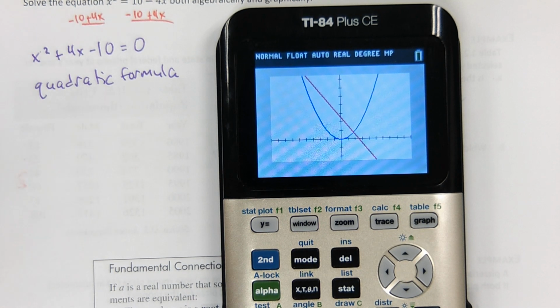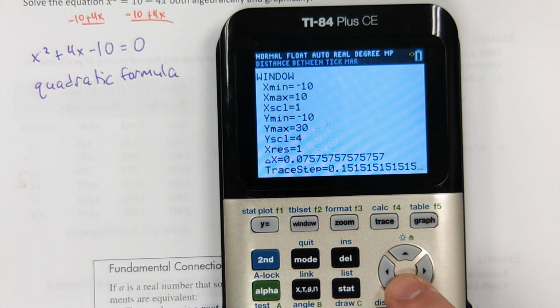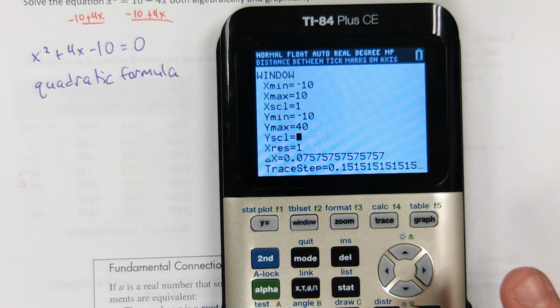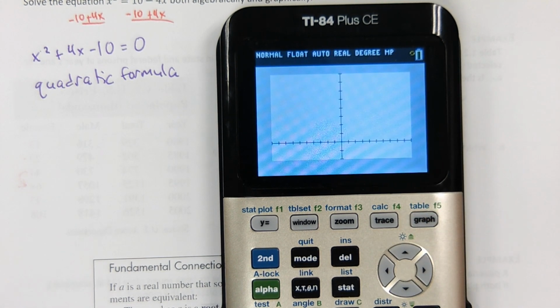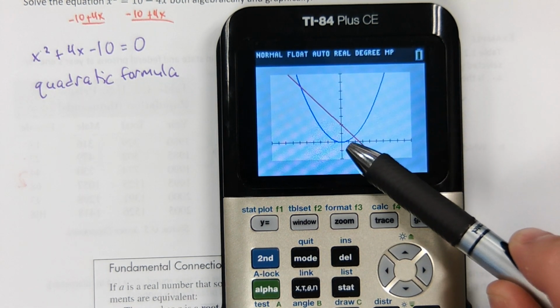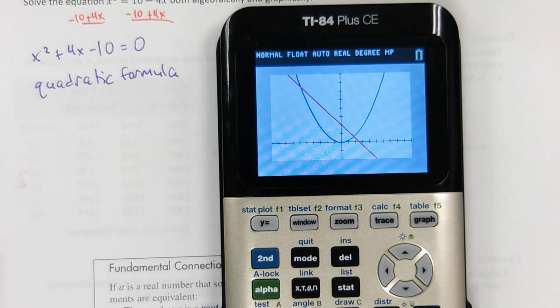Really close. But 30 wasn't quite large enough. No big deal. Go back to window, make it larger. Go to 40 or 50. Let's go to 40. Now that's a space of 50 between 40 and negative 10, so I'll make those by 5s. So now I'll have 10 tick marks because 10 times 5 is 50. And we'll hit graph one more time, and hopefully it's on there. It is. Okay. We can see our two intersections. There's one here, and there's one down here, and our graphing calculator can find those for us.